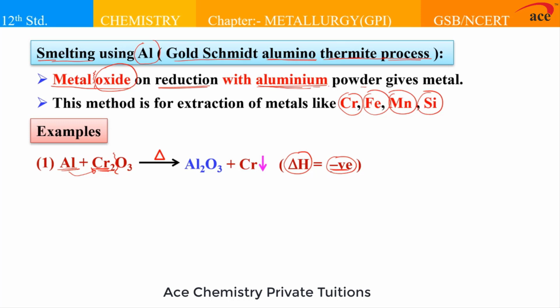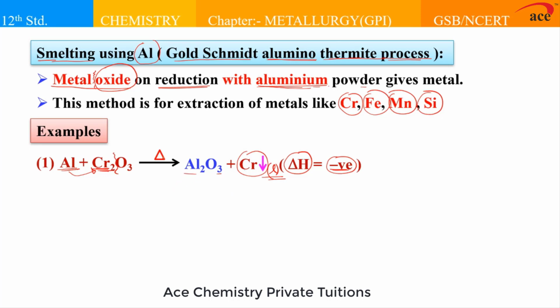That clearly indicates the reaction is what? Highly exothermic. Since it is exothermic, the heat liberated is enough to melt the metal which is reduced. So the chromium metal obtained in this process is what? In the liquid state. So we are getting the reduced metal in molten form. And we are getting a byproduct as what?